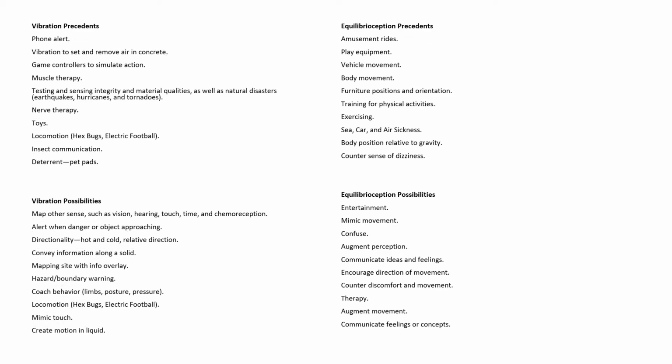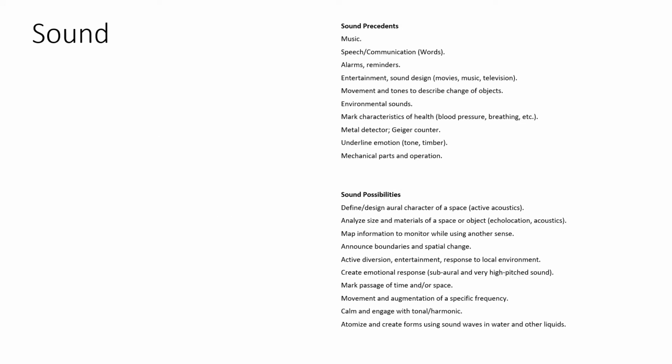Vibration is sensed through the Meissner and Pacinian corpuscle end organs. Equilibrioception is experienced via the vestibular system centered at the inner ear. Hearing is not only important for hearing, but also spatial understanding.